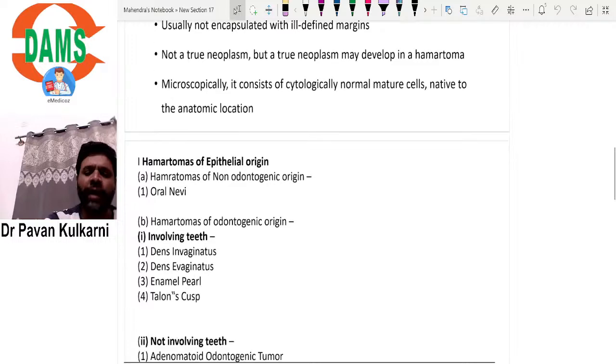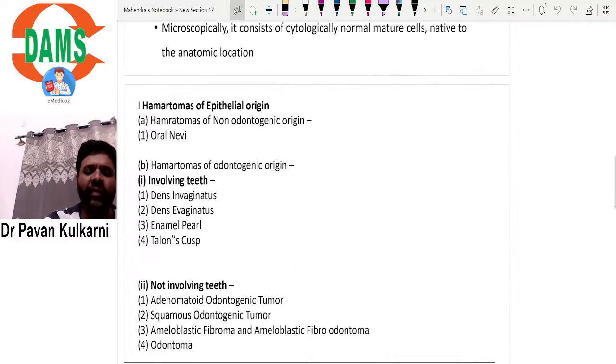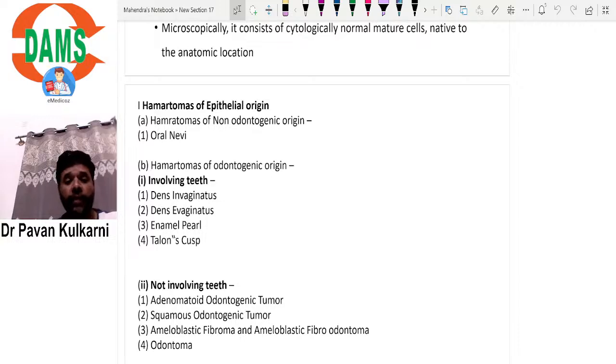Now, what are the hamartomas which do not involve the teeth? Very, very important. Understand this. Number one, adenomatoid odontogenic tumor, AOT. All of us know AOT, also known as the two-third tumor. Why is AOT known as the two-third tumor? Because two-thirds of the cases occur in the anterior maxilla, and two-thirds of the cases involve the impacted maxillary canine. That is why it is called the two-third tumor.